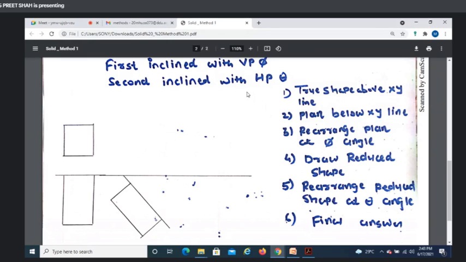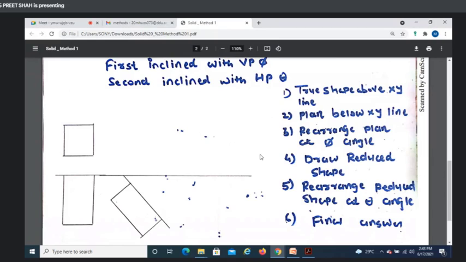Then second, draw the plan below the XY line. Plan means top view, draw it below the XY line. Then third, rearrange your plan at phi angle. If the object is resting on the vertical plane, first you incline with the vertical plane, so rearrange your plan at phi angle. Then in the fourth step you will draw the reduced shape. Then in the fifth step, rearrange your reduced shape at theta angle, and then the final answer.